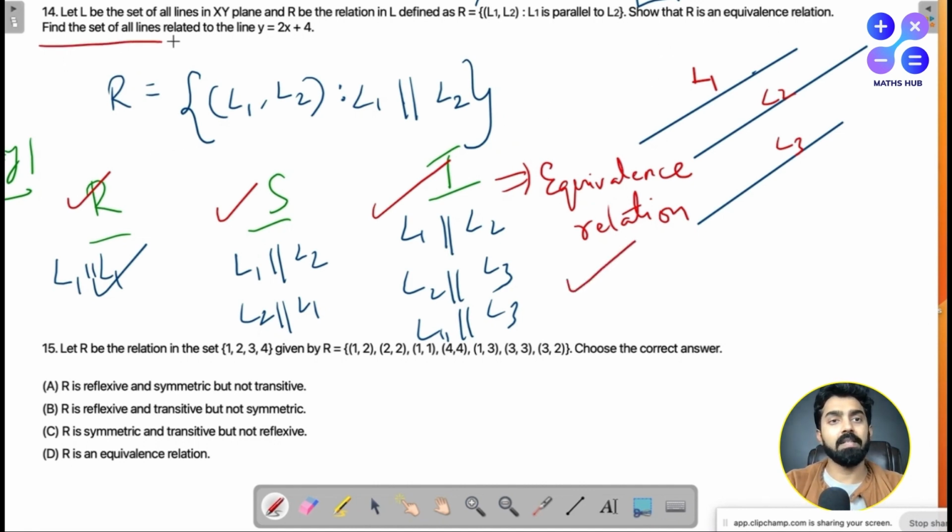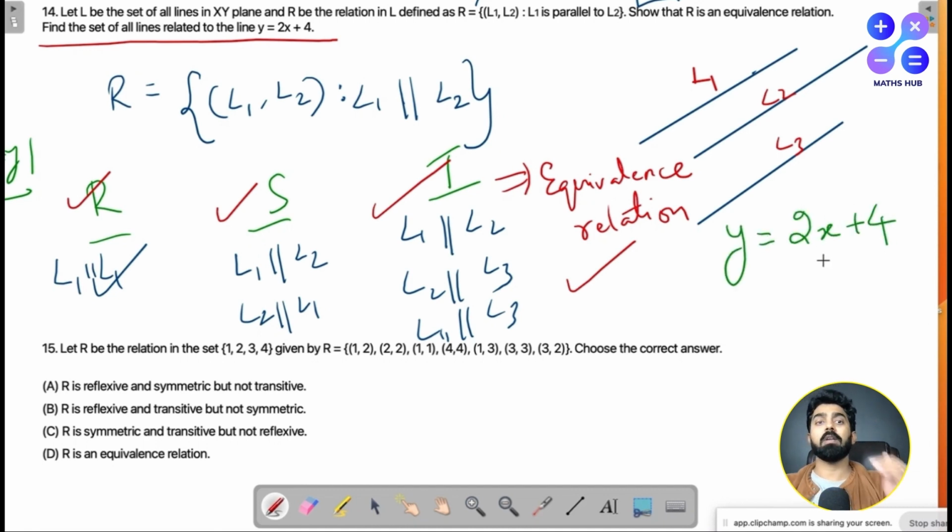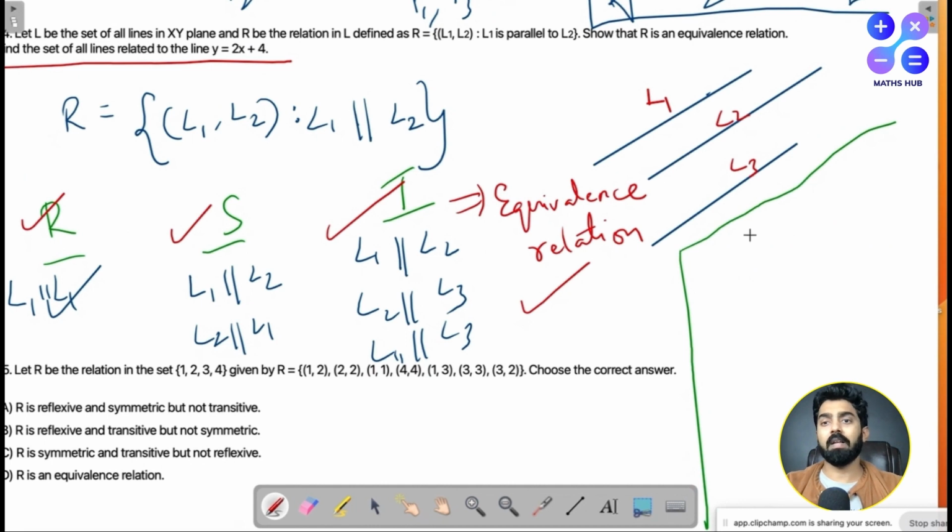Find the set of all lines related to the line y equals 2x plus 4. Now, when you have the line y equals 2x plus 4 and you want to find all the lines which are parallel to this line, that means the slope is the same. You need to just keep the slope constant and vary everything else, right? First, let's plot the line. It will be easier for you to visualize.